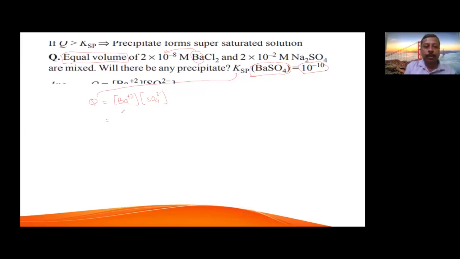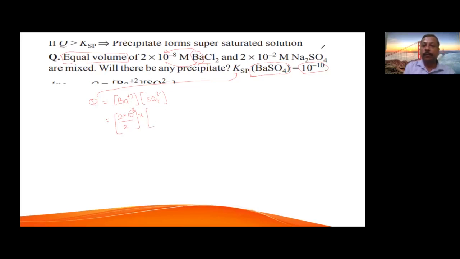Here, whatever the concentration of BaCl2, the same concentration of barium you are going to get. So 2 into 10 to the power of minus 8, but divided by 2. The question should arise, sir, why is it 2? Because of equal volumes. When 1 liter is added to another 1 liter, the total volume becomes 2 liters. So the volume doubled, and the concentration will decrease. This is the concentration of Ba2+ after mixing.